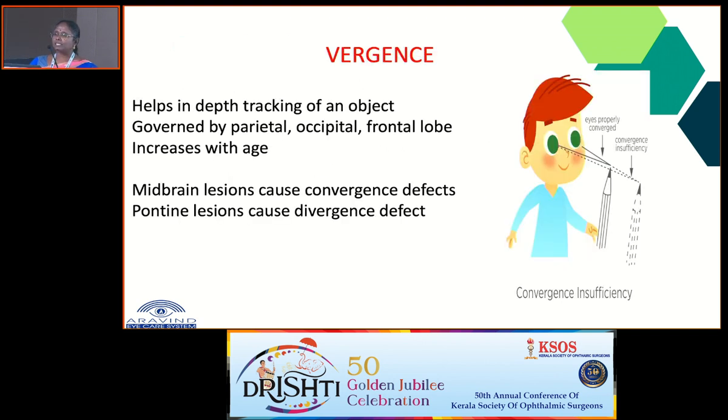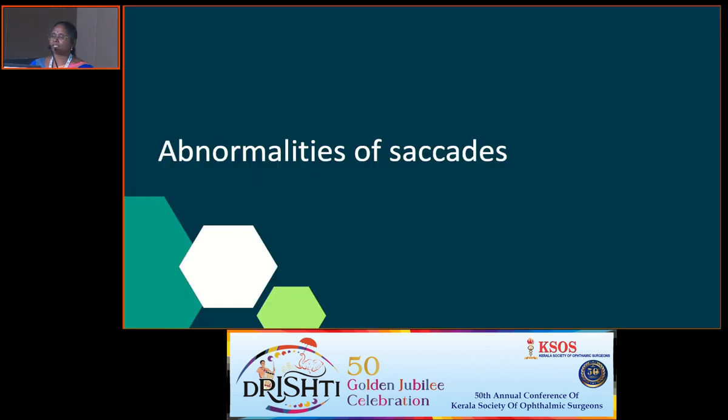Next is your vergence, which helps in depth tracking of an object. This is governed by the parietal occipital frontal lobe, which increases with age. The midbrain lesions usually cause a convergent defect, whereas pontine lesions cause a divergence defect.